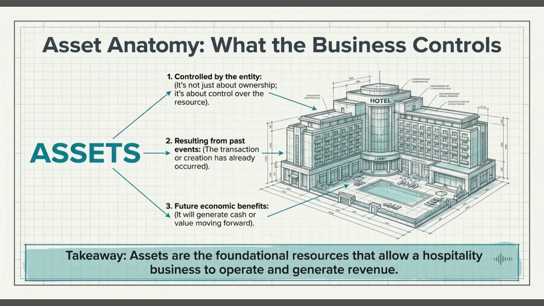Put the three together. An asset is a resource the business controls, arising from something that has already happened, that will produce benefit in future. The takeaway on the screen puts it plainly. Assets are the foundational resources that allow a hospitality business to operate and generate revenue. The building, the kitchen, the vehicles, the stock, the cash, every one of them exists to be turned into revenue directly or indirectly.